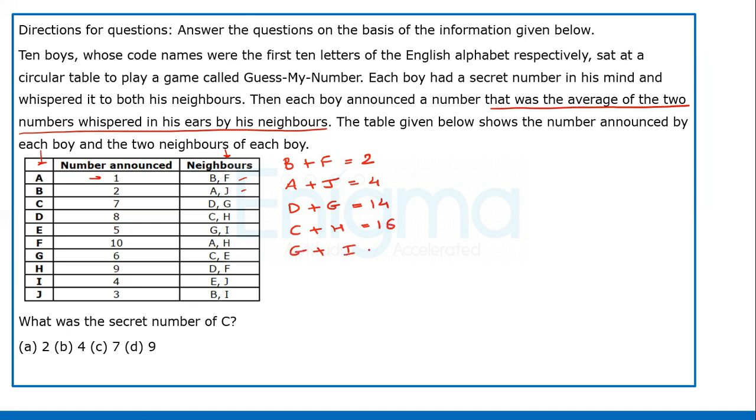G plus I is equal to 10. A plus H is equal to 20. C plus E is equal to 12. D plus F is equal to 18. E plus J is equal to 8. And B plus I is equal to 6. Okay.